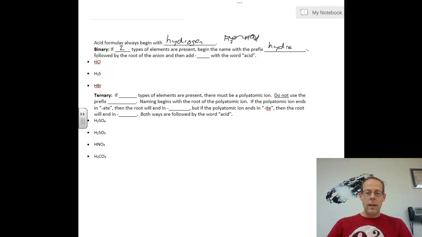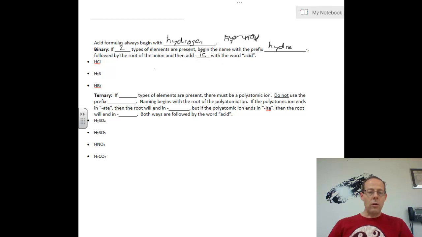Followed by the root of the anion. So chlorine, bromine, fluorine, just the root of it. So chlor, fluor, brom, something like that. And then add the suffix ic, so I-C, with the word acid.